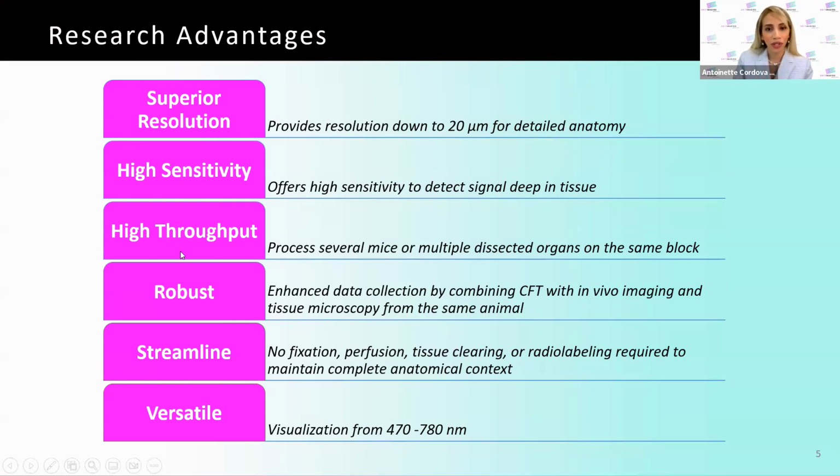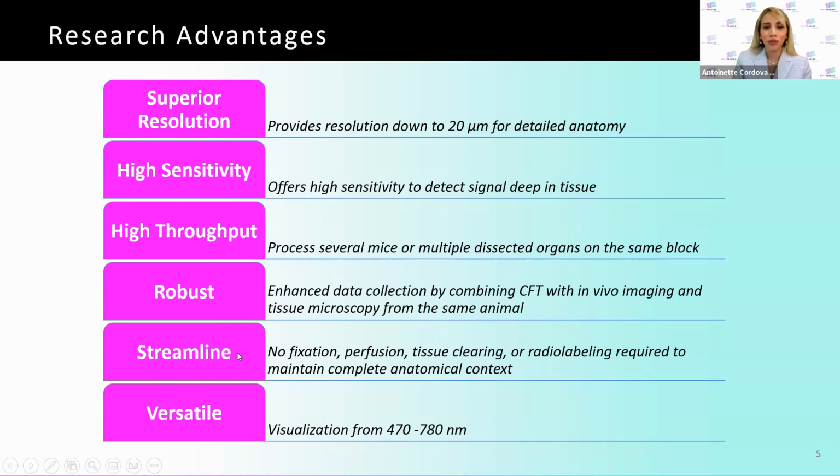It's also high throughput. You can process several mice or multiple dissected organs on the several blocks that we offer. In addition to being robust, CFT will combine or integrate into your imaging workflow, whether you do in vivo imaging or tissue microscopy or both. You can also co-register your CFT data with other modalities using our proprietary software called vivoQuant.